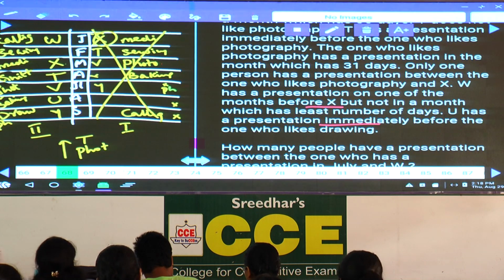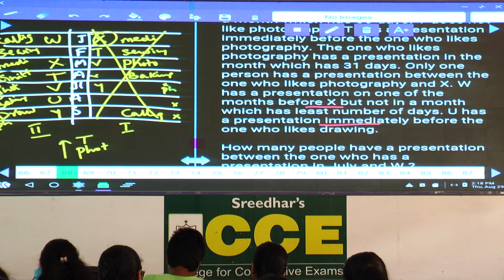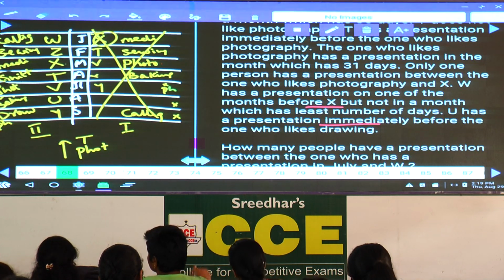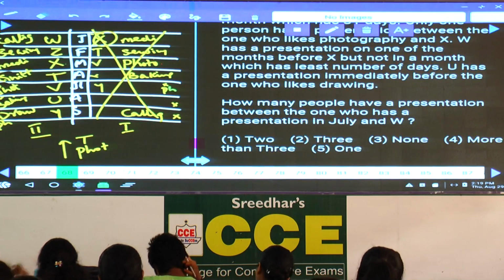And tell me who is the person left over here? The persons are T, U, V, W, X, Y, and Z. Hence, Z is the person left over, and Z is in the month of Feb. Clear now? Now this is about question number 68.